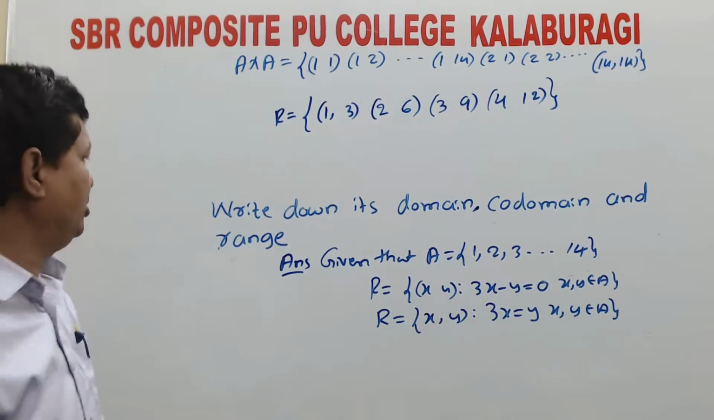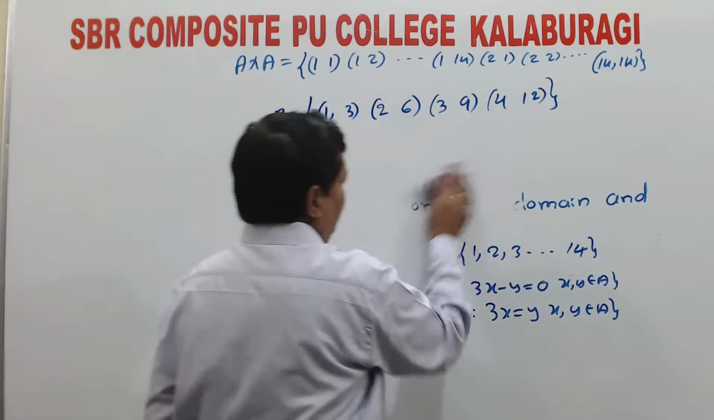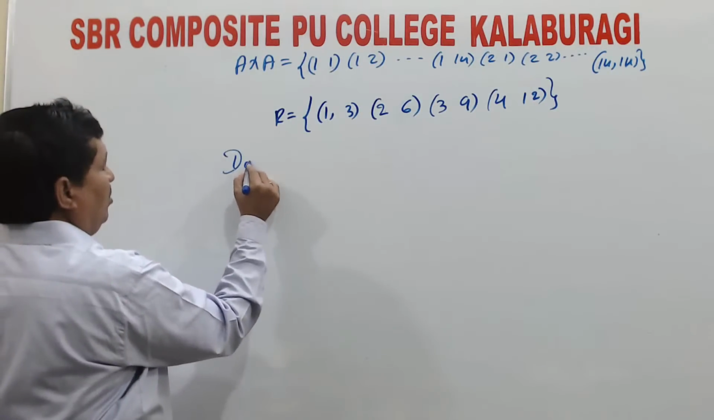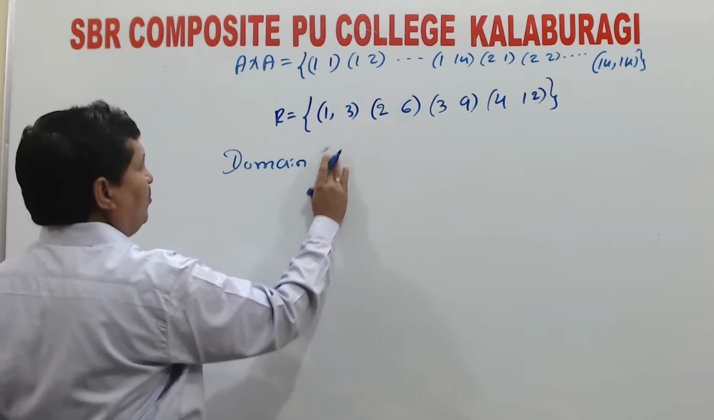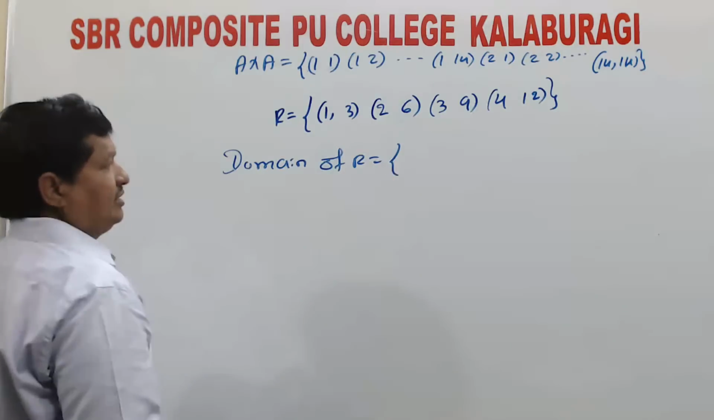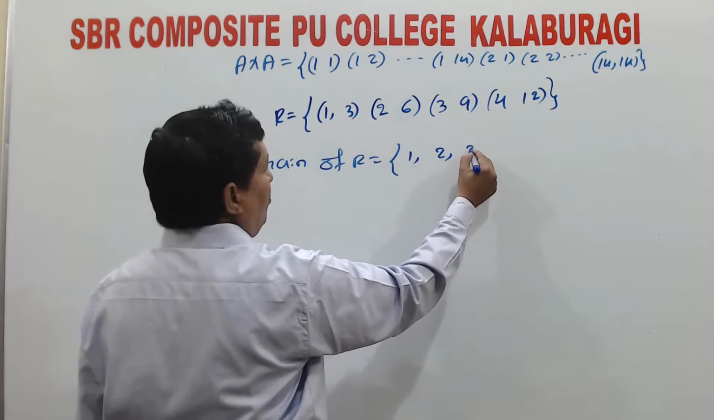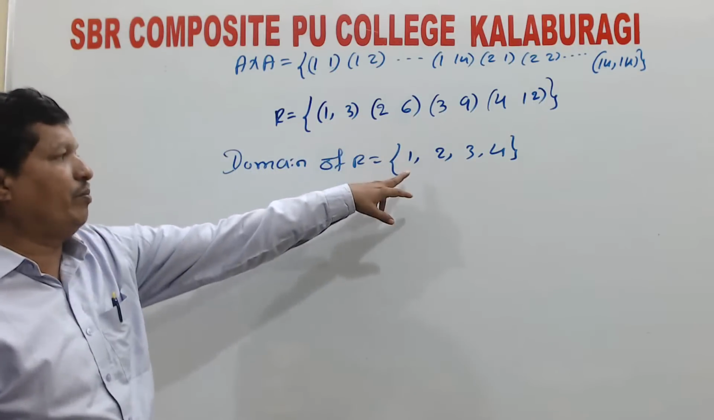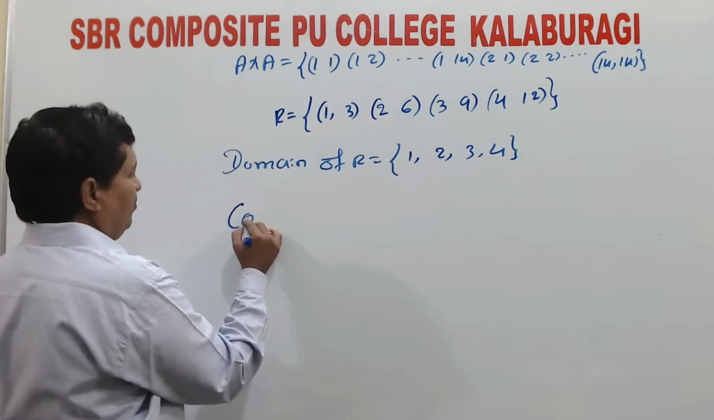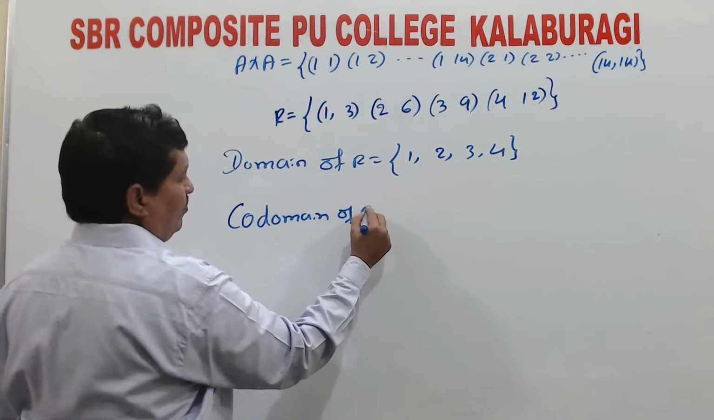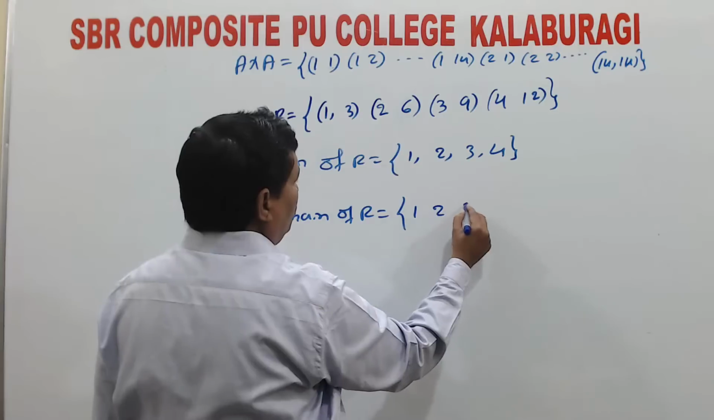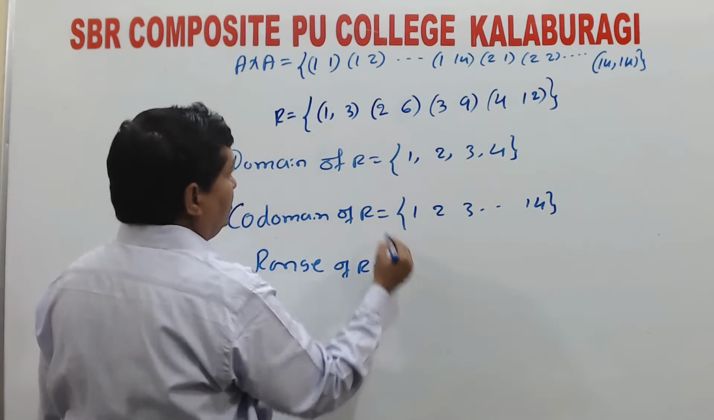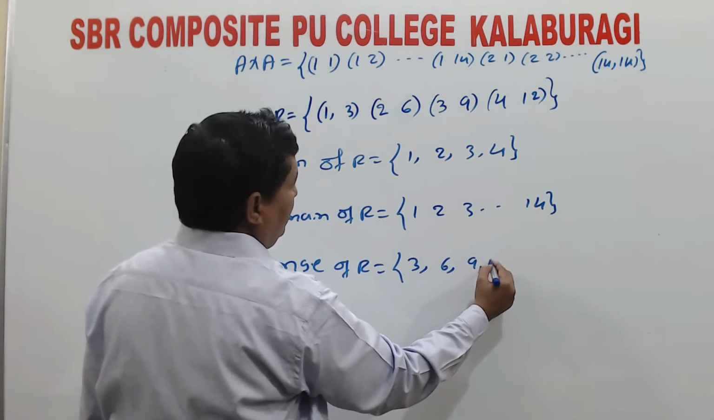Then what is its domain and range? Domain of R equal to the set of all first elements: 1 comma 2 comma 3 comma 4. Domain is nothing but all the first elements of the ordered pairs: 1, 2, 3, 4. Codomain is equal to the whole set, 1, 2, 3 up to 14. Range is the set of second elements: 3, 6, 9, 12.